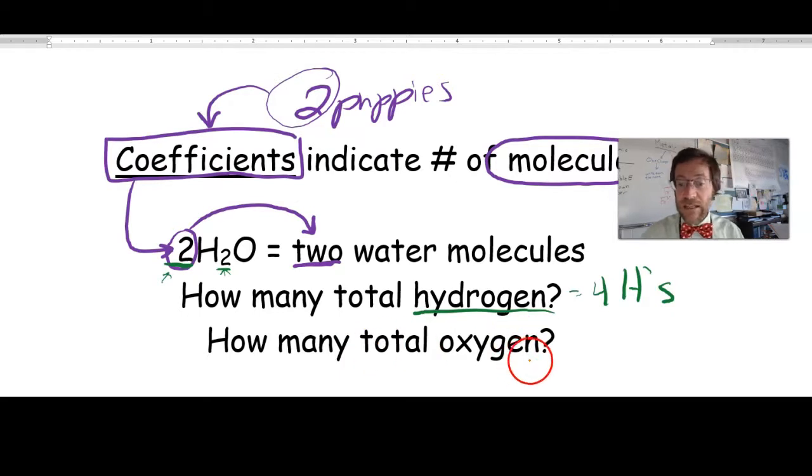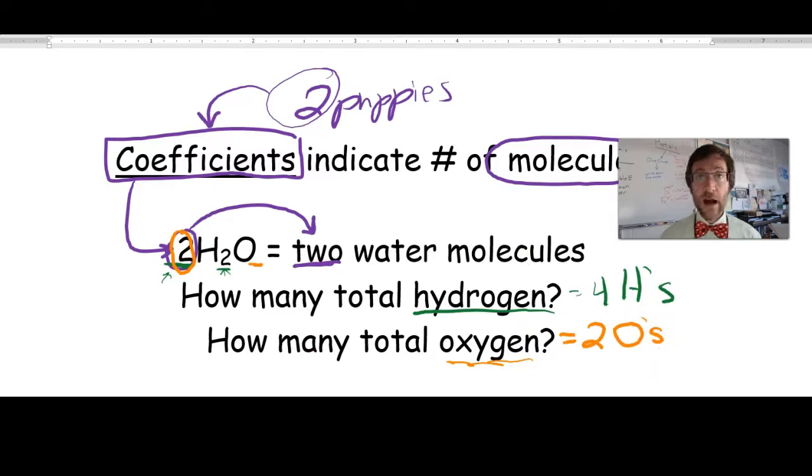Okay, so the next one is for oxygen. Well, it's sort of the same thing. There are 2 water molecules. Each water molecule has 1 oxygen. How many oxygens in all? There are 2 O's, or 2 oxygens. You guys see how that works? Yeah? This is a little thing like this, atom counting. Super important moving forward. So we're looking at it now.